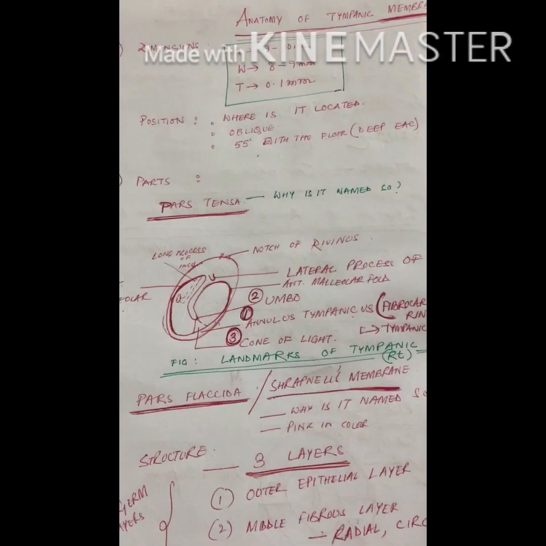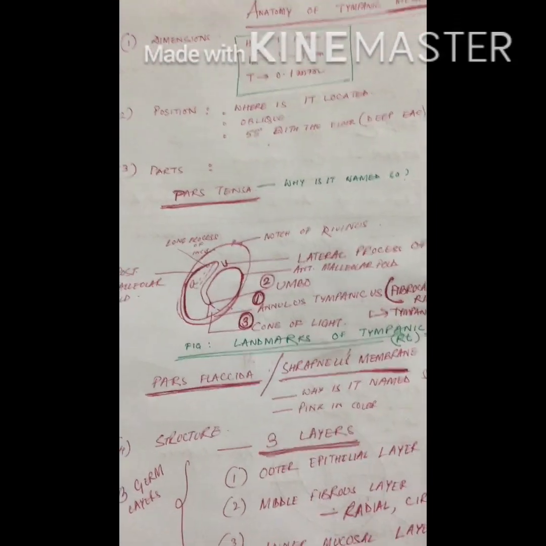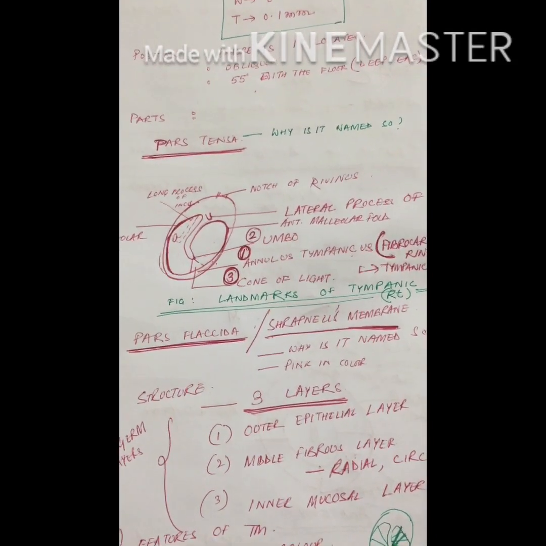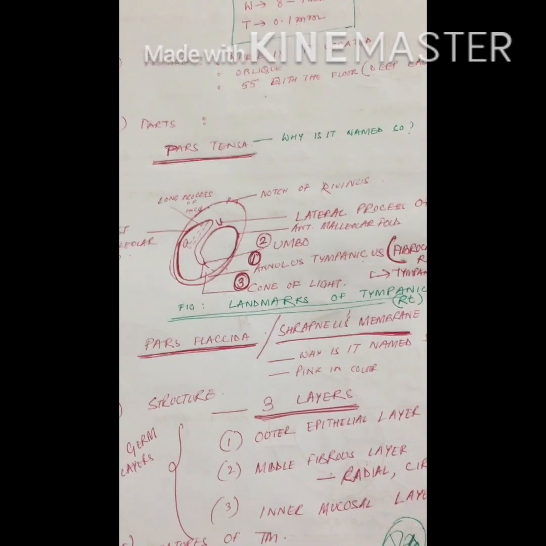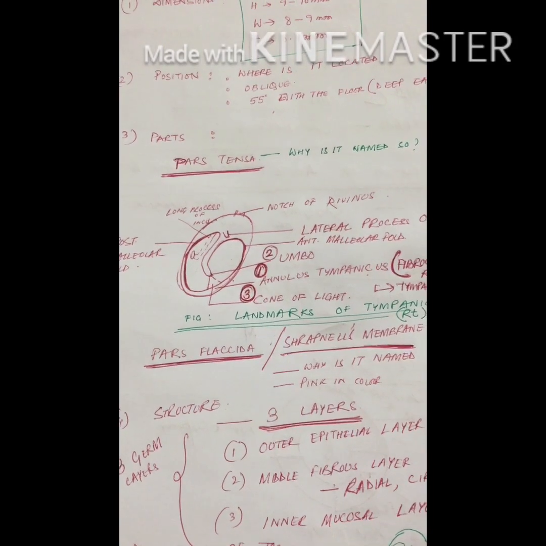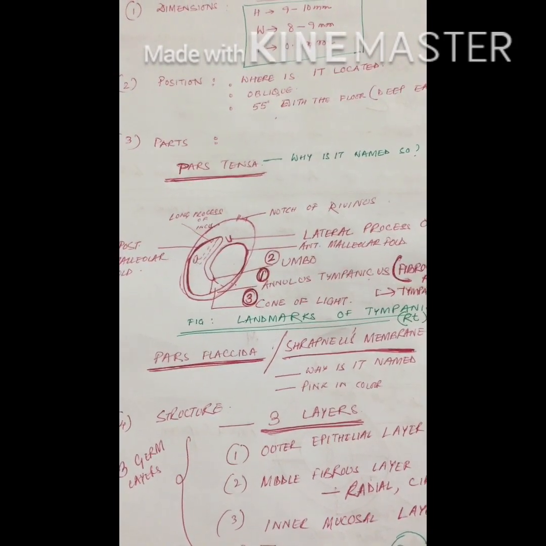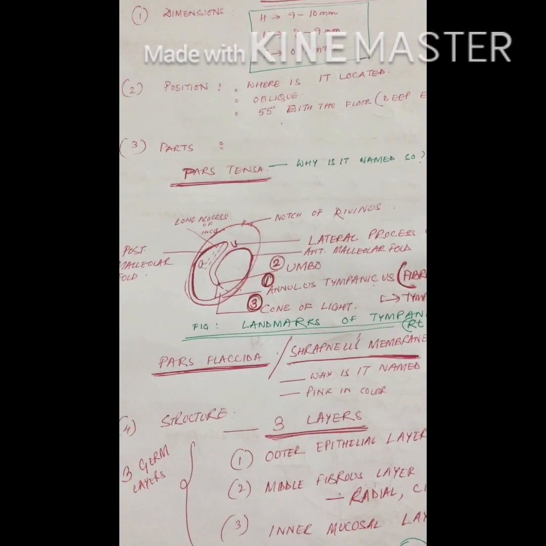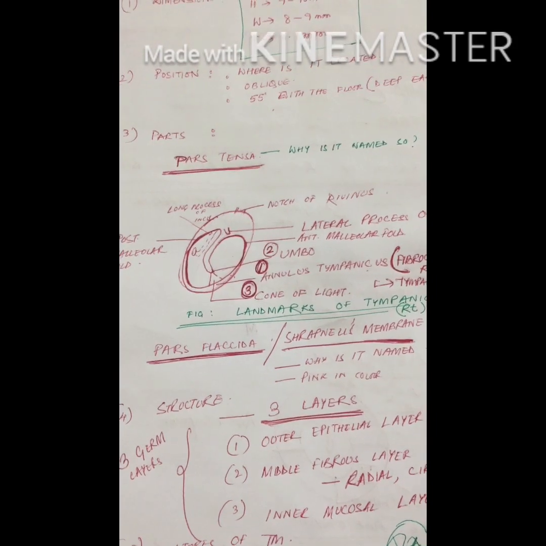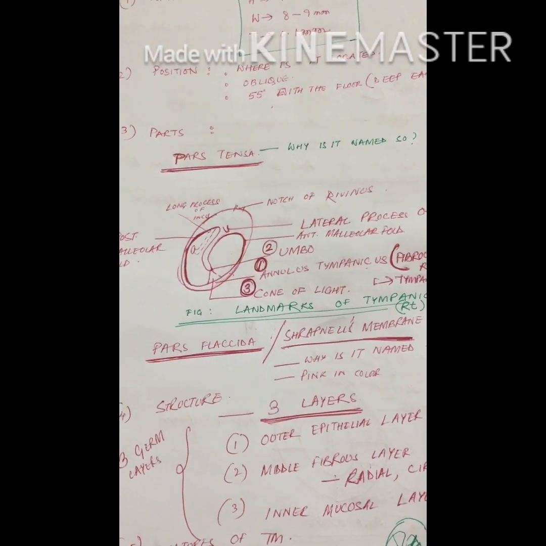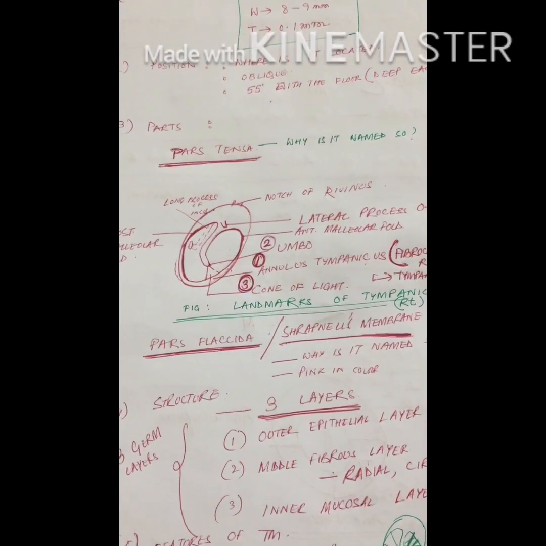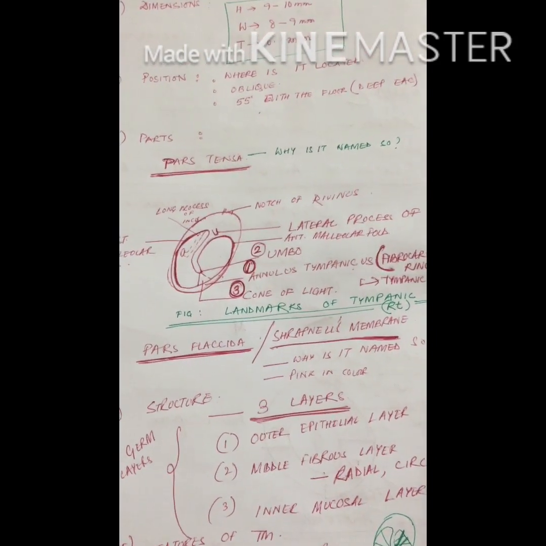deep external auditory canal. Let us move on to the parts of the tympanic membrane. There are two parts, pars tensa and pars flaccida. Now why is pars tensa known so? It is because it is tense due to the presence of the handle of malleus. The fibers radiate from the handle of malleus, making it tense. This is the first reason. The second reason is that it has a prominent fibrous layer within it. Hence it is tense. Now let us see few landmarks of the tympanic membrane.